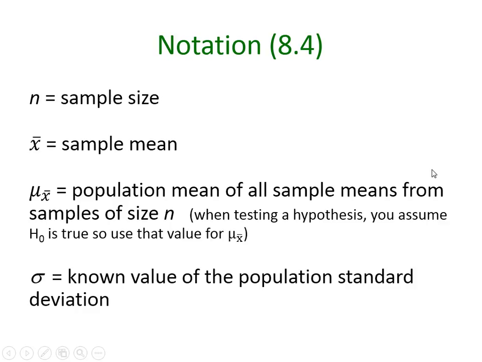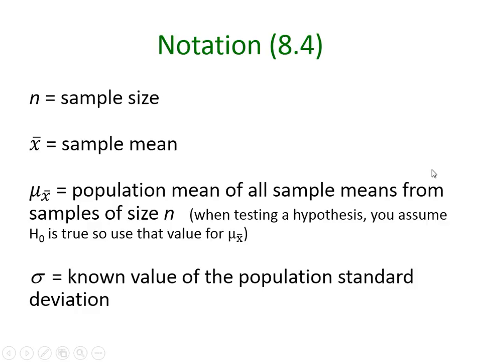So our notation: n is still our sample size, x bar is still the sample mean, and mu sub x bar is the population mean of all sample means from samples of size n. When you're testing a hypothesis, we assume the null hypothesis to be true, so that value would be the number we're going to use for mu sub x bar.